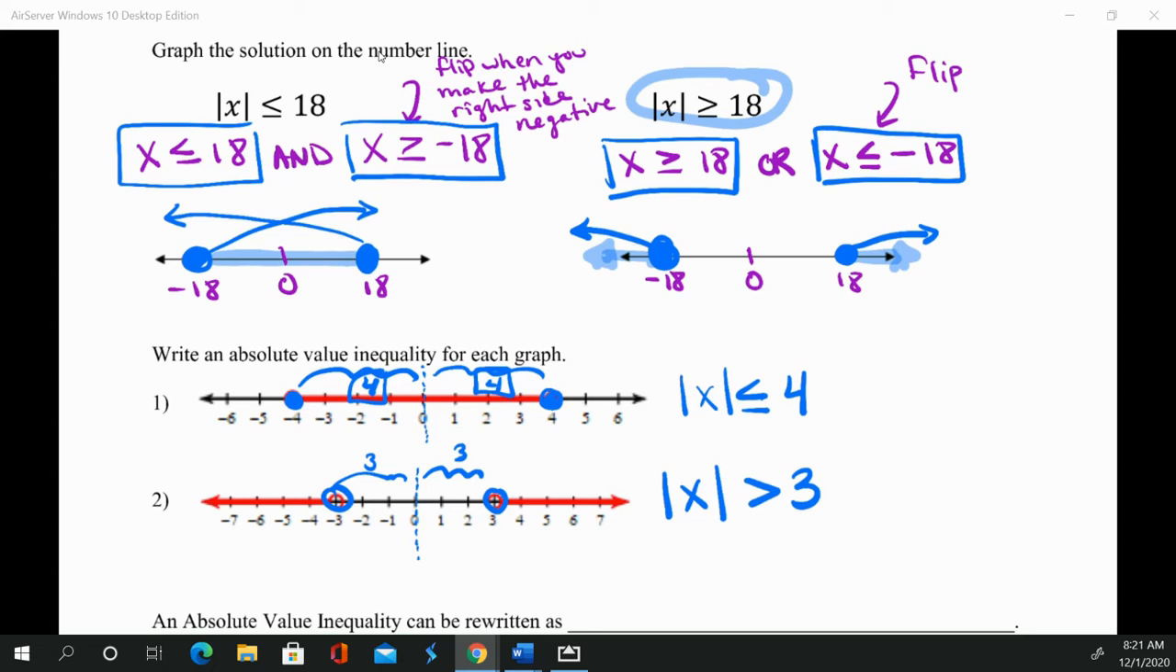Okay, so find that middle point. They were both at 0, so we don't need to add or subtract anything inside the absolute value besides just x. And it was less than or equal to because it was graphed as an and inequality. And it was 4 because those are the 2 distances from that middle value.